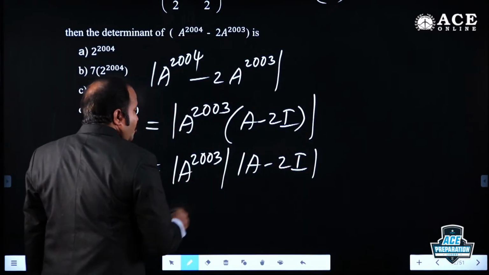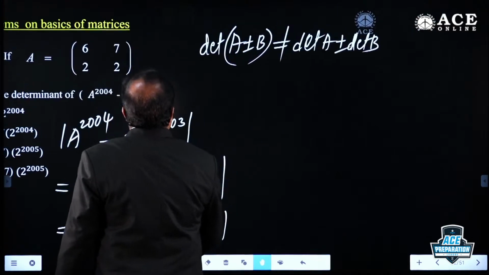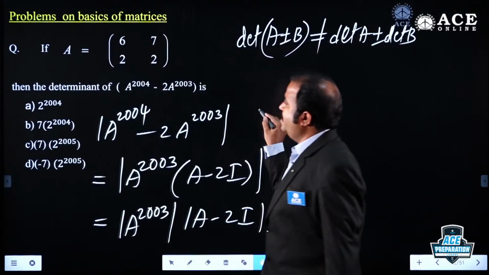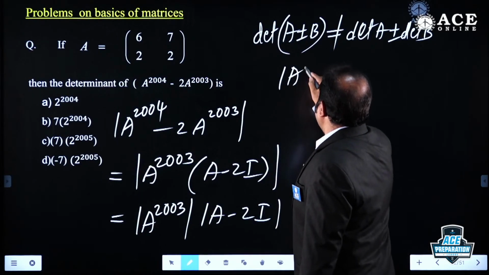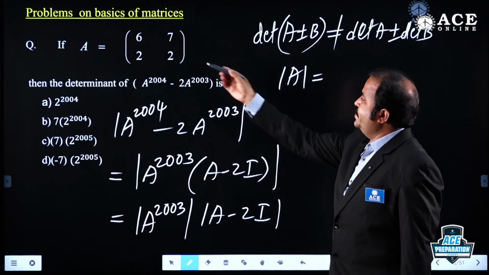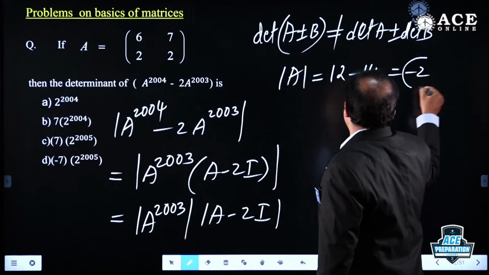So determinant of A power 2003 is what? First of all, det A is what here? Look at what is the matrix here. The matrix is 6, 7, 2, 2. So therefore, det of A equals 6 2s are 12, 12 minus 14. So it is going to be minus 2 only.